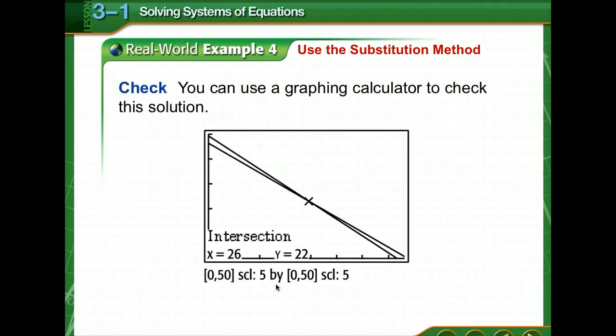Now you can use a graphing calculator to check your solution. So if you would like to know how to use your graphing calculator, if you have one of your own, call me over early the next day when we're working in class, and I will show you how to put that in.